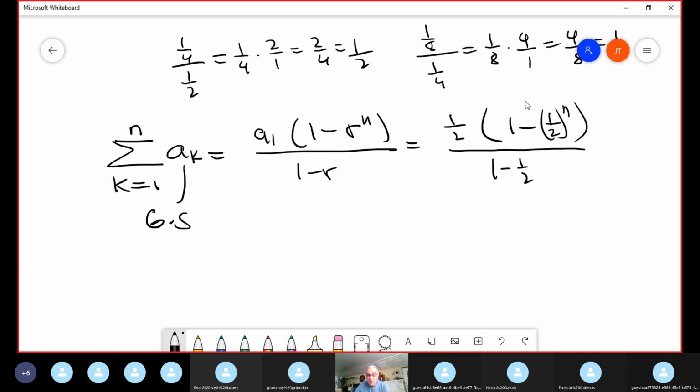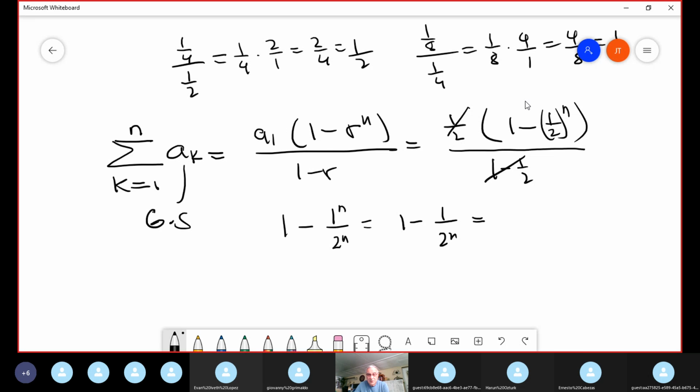1 minus 1/2 is 1/2. And 1/2 divided by 1/2 is cancelled. And stay only 1 minus, well, you can apply 1 to the n power divided by 2 to the n power. But I know that 1 to the n power is 1. So 1 minus 1 over 2 to the second power. And this is the formula, no?